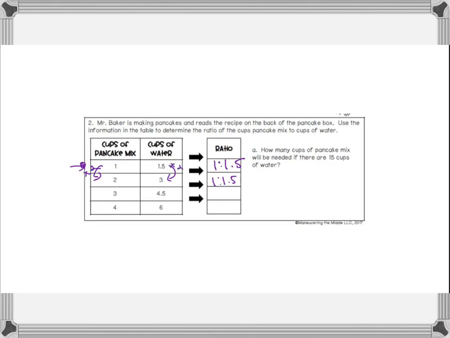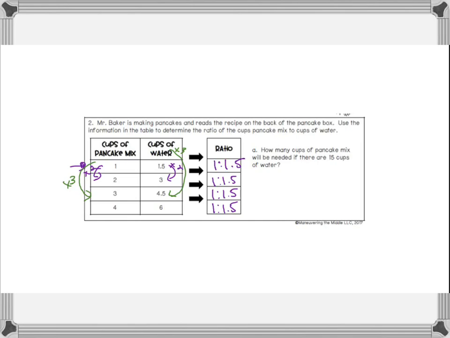Well, this next time, if I needed to use 3 cups of mix, I would use 4.5 cups of water. All I'm doing here is I'm multiplying that ratio by 3. I'm multiplying both sides by 3, so my base ratio stays the same. So that means if we use 4 cups of mix and 6 cups of water, again, it's going to stay the same. So it's a 1 to 1.5 ratio.